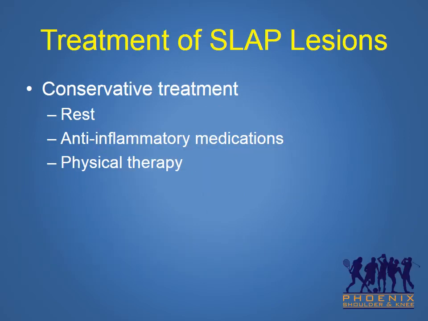SLAP lesions can be either treated conservatively with non-operative measures or with surgery. Conservative measures include rest, anti-inflammatory medications, and a course of physical therapy intended to regain shoulder range of motion and improve strength and mechanics while the labrum heals back to the bone.